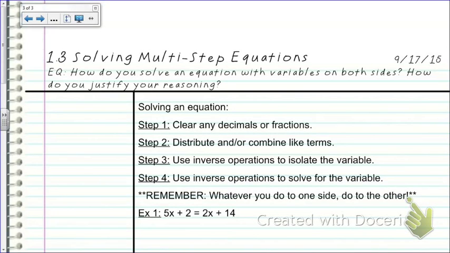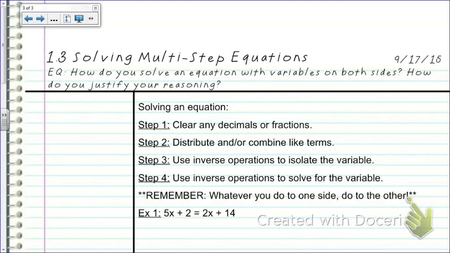Okay, so 1.3, today we are still solving multi-step equations, so the objective is pretty much the same. The difference is that these multi-step equations have variables on both sides. We have done one-step equations in 7th grade. We've done two-step equations in 7th grade. This week we've been working on equations where you have to use distributive property or combine like terms before you can solve. And today I'm going to put variables on both sides of the equation.